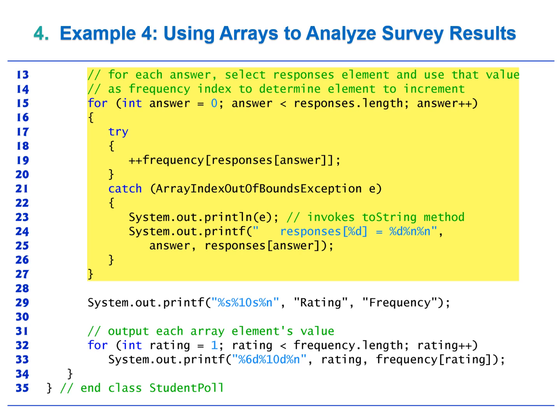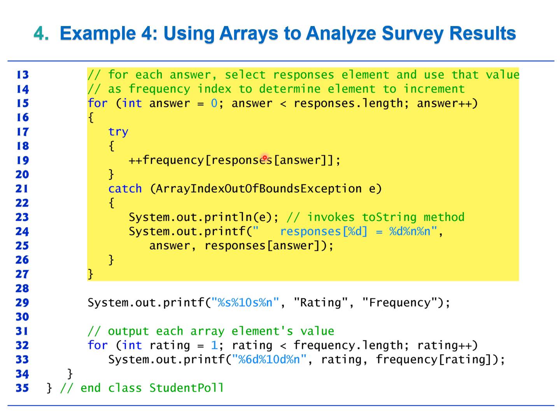This is the second part of the studentpoll.java program. The for statement in lines 15 to 27 reads the responses from the responses array one at a time and increments one of the counters frequency 1 to frequency 5. We ignore frequency 0 because the survey responses are limited to the range from 1 to 5.